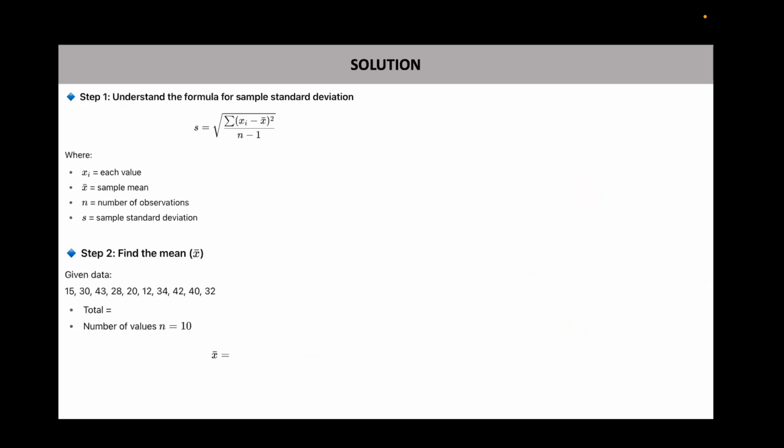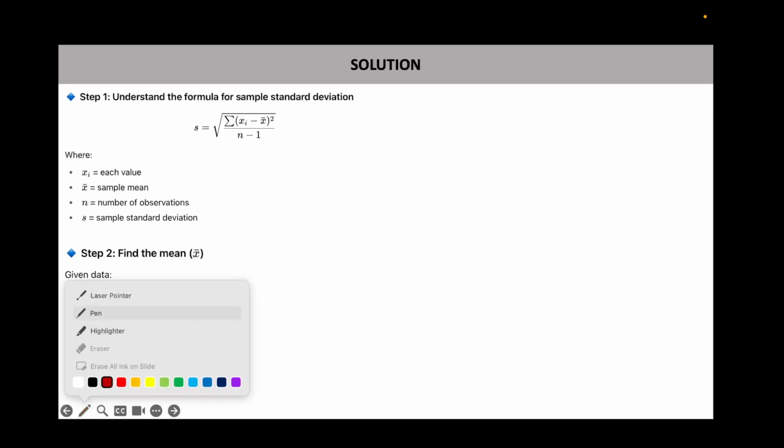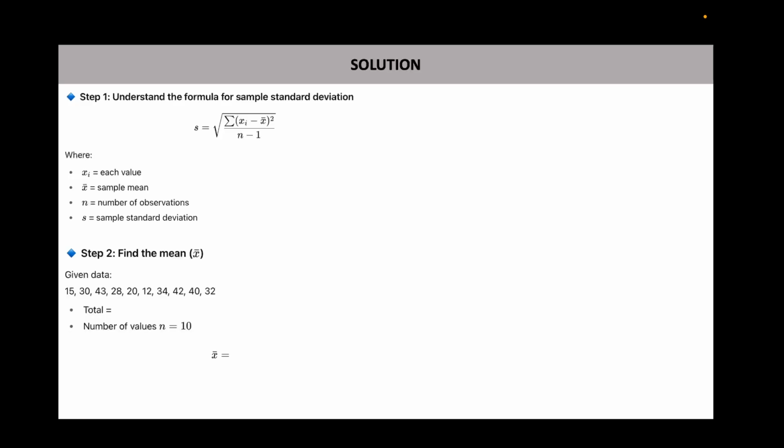Now with our question, let's calculate this. This is the given data set that we have in our question. First we will sum up all these values, and the sum is 296. The total number of values, n, is 10 in this case.